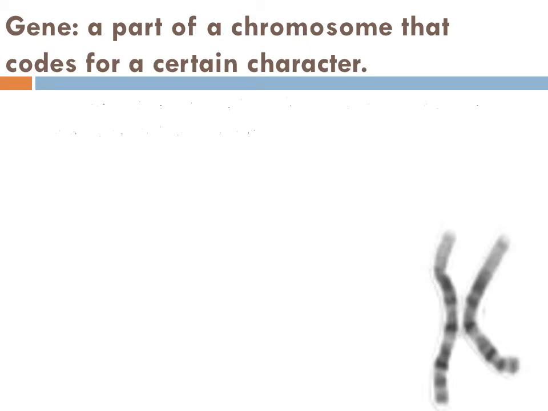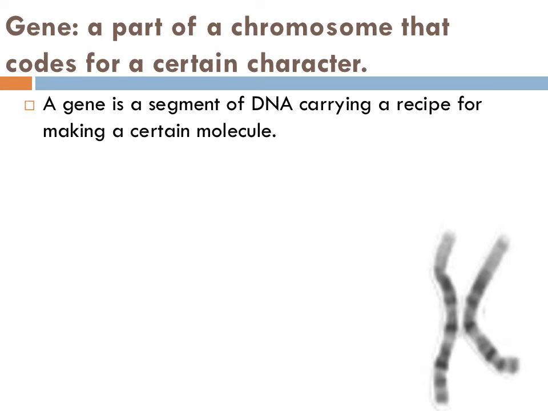So a gene is a segment of DNA carrying a recipe, or to say it more scientifically, carrying a code for making a certain molecule. And actually, the molecules that the DNA tell us to make are always protein molecules. And of course, if I can make a certain protein molecule, such as an enzyme, then this enzyme can help me to make any other type of molecule that I need. It will join different molecules together, maybe to make carbohydrates or fats or whatever other molecule that my body needs.